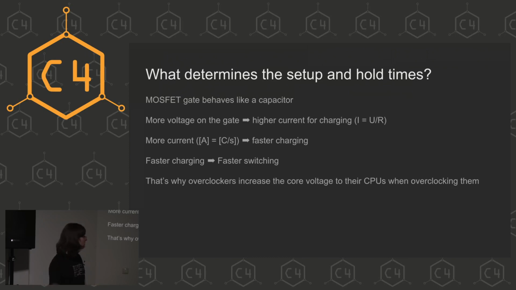And that's the reason why overclockers increase the core voltage of their CPUs when they raise the clock. Of course, you can't do this forever. You can only do this up to a certain point, because there are more effects to this. The chip gets warmer because it dissipates more power. It switches faster, it dissipates even more power. And at some point in time, the chips just break.